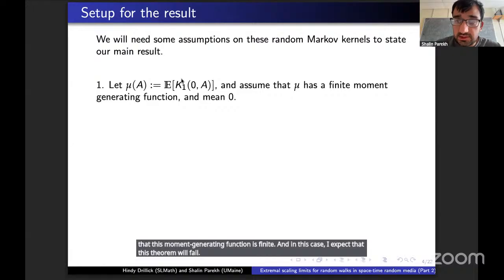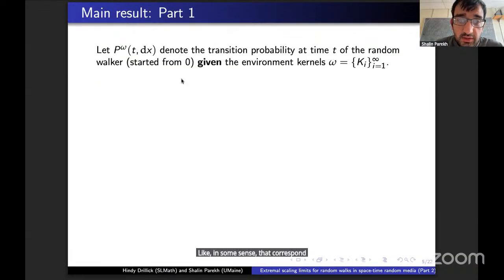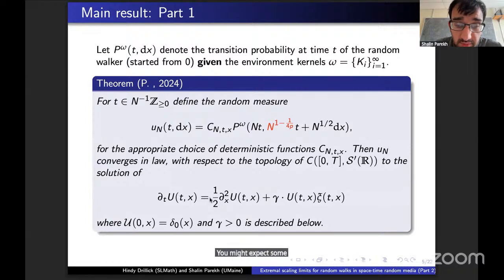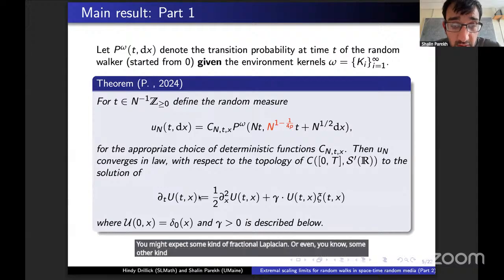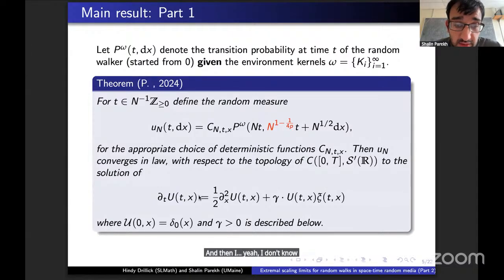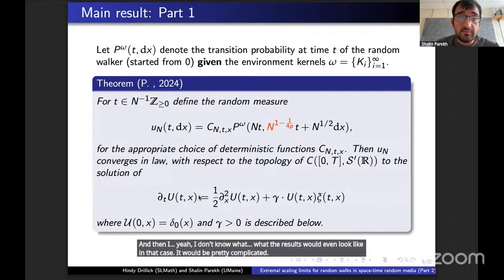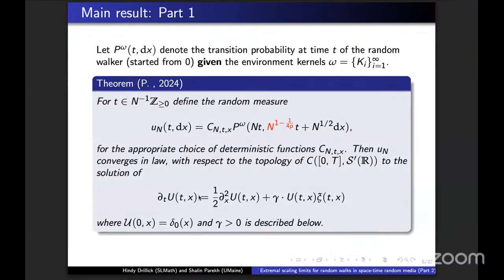In some sense, that corresponds to long range jumps. If you have long range jumps, then instead of a Laplacian here, you might expect some kind of fractional Laplacian, or even some other kind of non-local operator. And then I don't know what the result would even look like in that case. It would be pretty complicated. Thanks a lot.